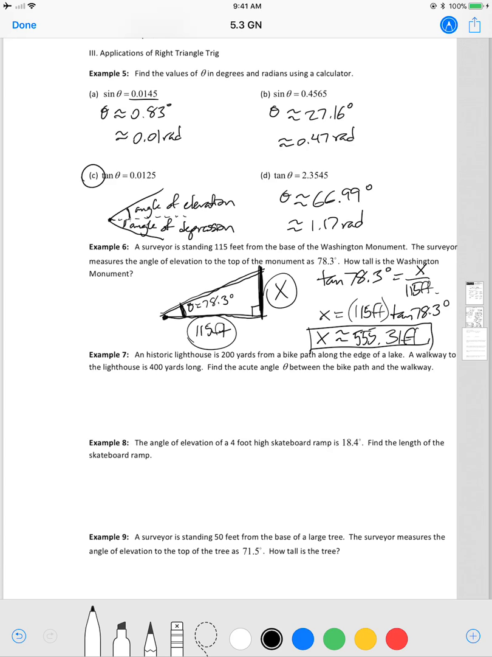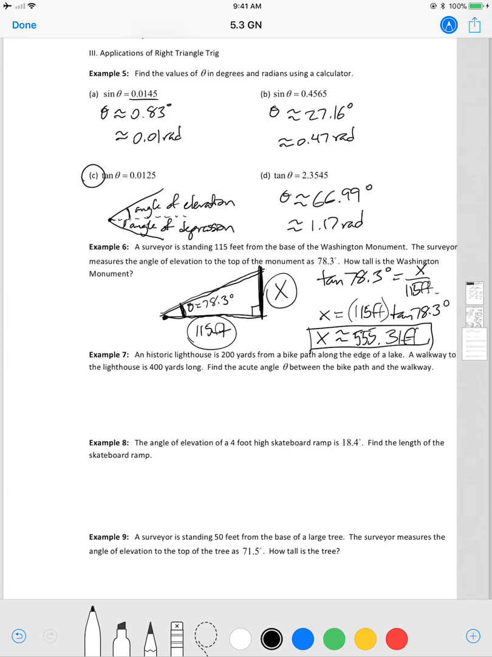An historic lighthouse is 200 yards from a bike path along the edge of a lake. A walkway to the lighthouse is 400 yards long. Find the acute angle theta between the bike path and the walkway. All right. If you're like me, you read this problem and you're trying to picture what on earth is where. I had to reread this a few times. I don't think this is a very well worded question. This was taken, I believe, from a pre-calculus textbook.